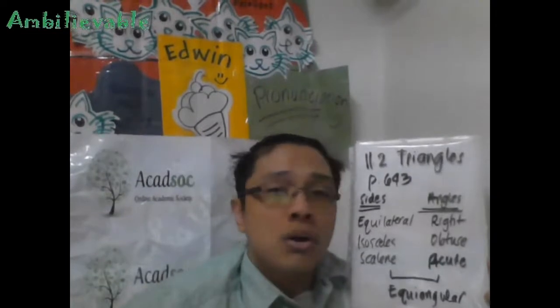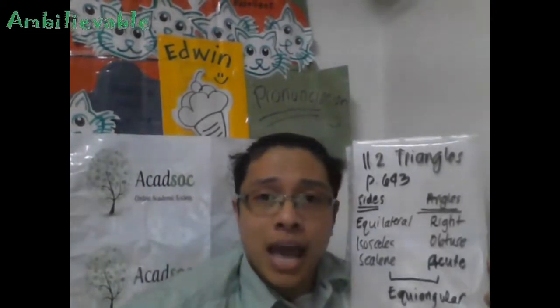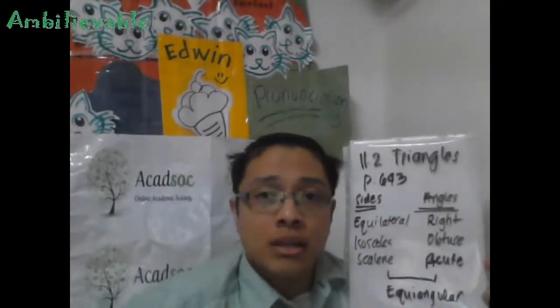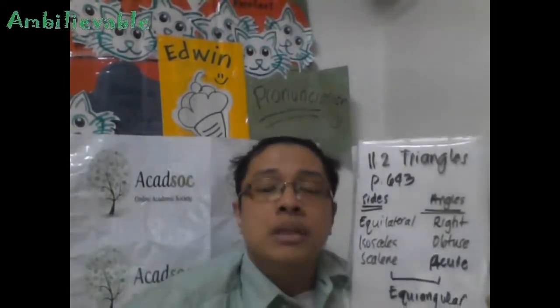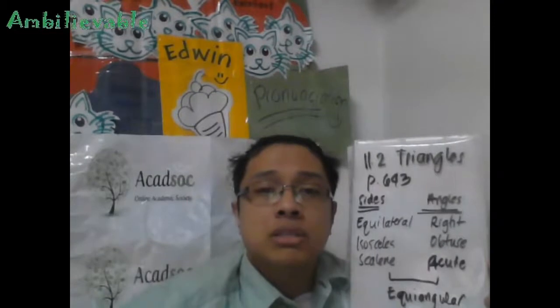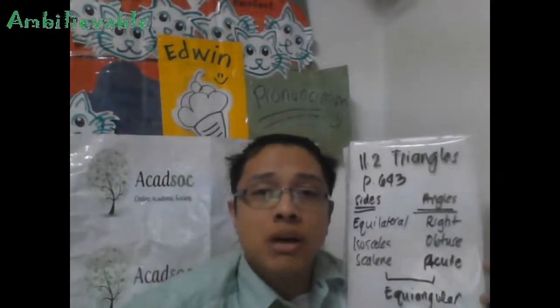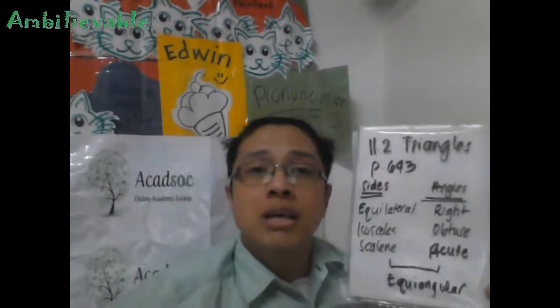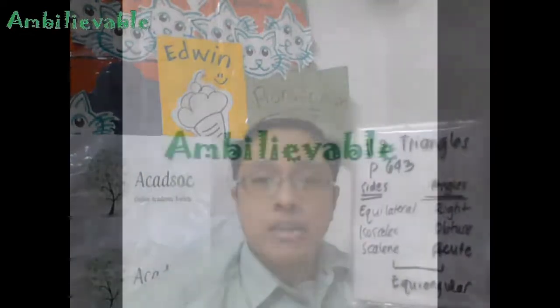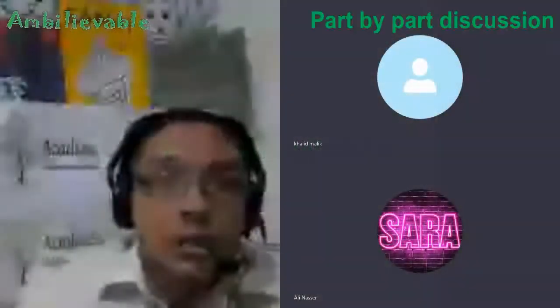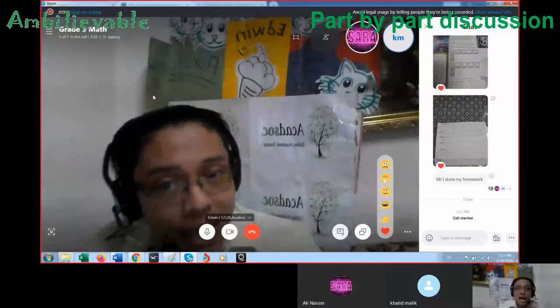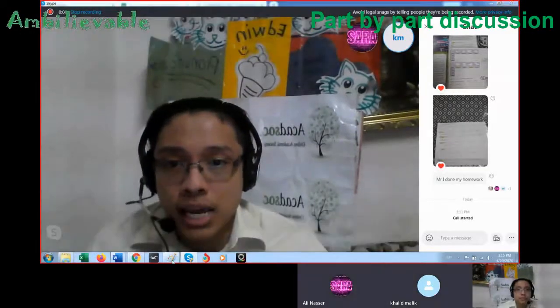The triangles according to angles, we do have right angle, obtuse triangle, and acute triangle. Now, a combination of sides and angles, we do have the equiangular. It means that all sides and all angles are equal. So that you can write our topic for today.